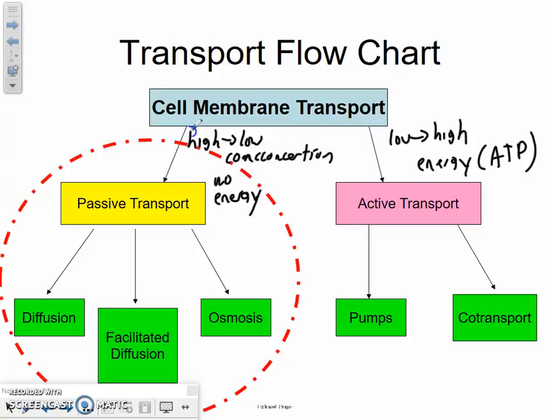In this lesson, we're going to be focusing on the types of passive transport: diffusion, facilitated diffusion, and osmosis. In the following weeks, after a couple labs, we're going to be focusing on active transport and the two types of active transport. But this lesson focuses on passive transport, which moves materials from where there's a lot of them to where there's a little of them, and it doesn't require any energy to do so.